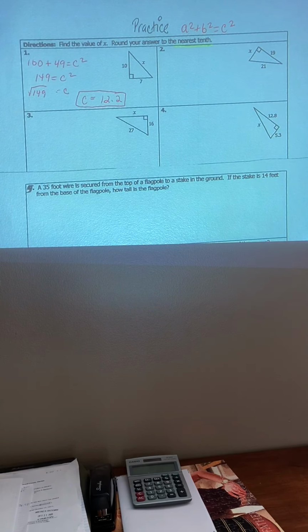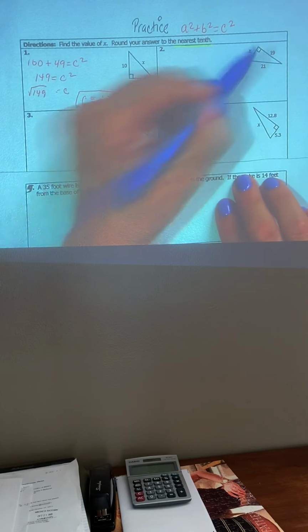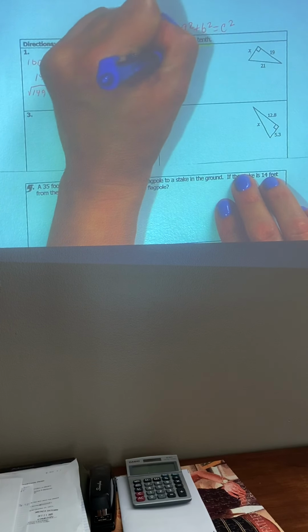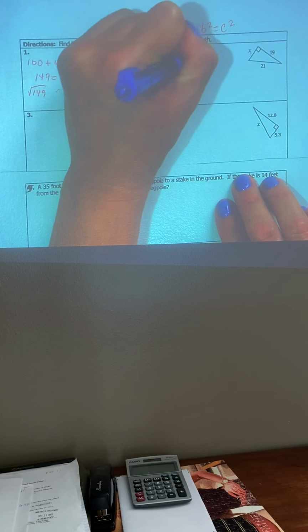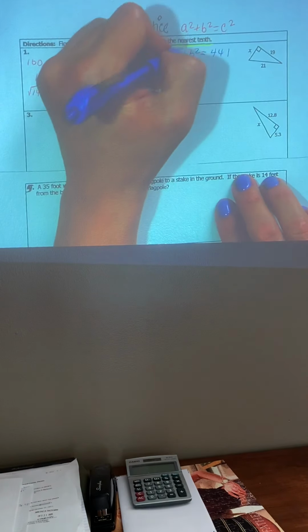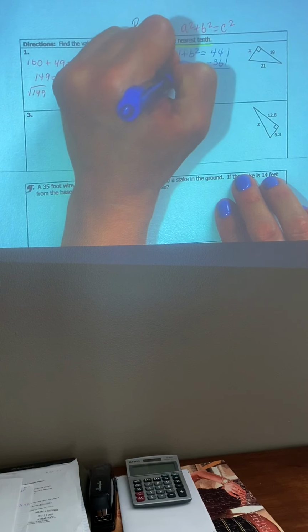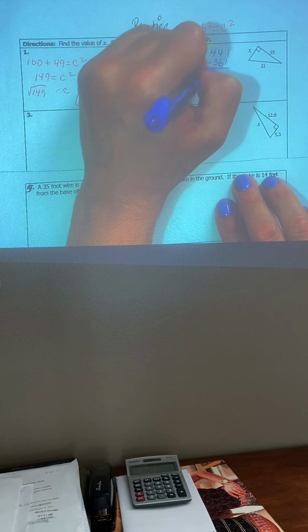Okay, let's try this one here. Notice this is C, so we'll have to find B. So 19 squared is 361 plus B squared equals 441. That's 21 squared. Minus 361. B squared equals 80. B equals the square root of 80.